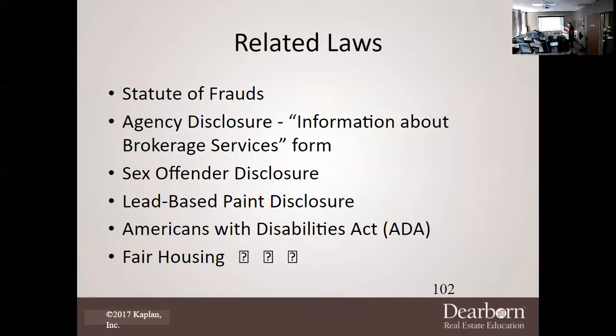Okay. What about sex offender disclosure? Do you have a duty to tell people about sex offenders? No, you don't, but is it recommended? Yeah. Now, be careful though, like we said before, always talk to your broker and see what your broker says. Because of course, the broker makes what? The final decision.